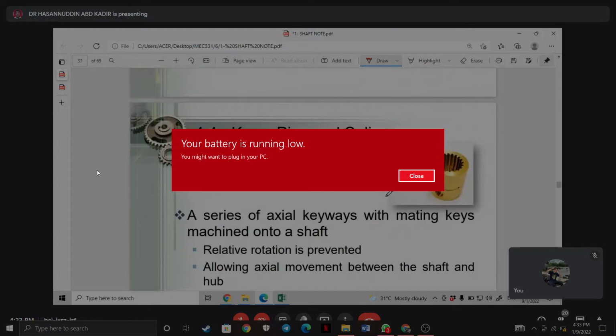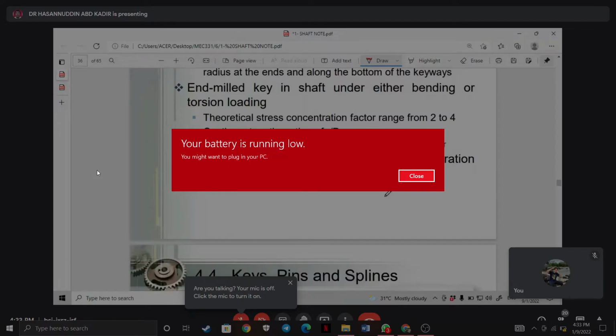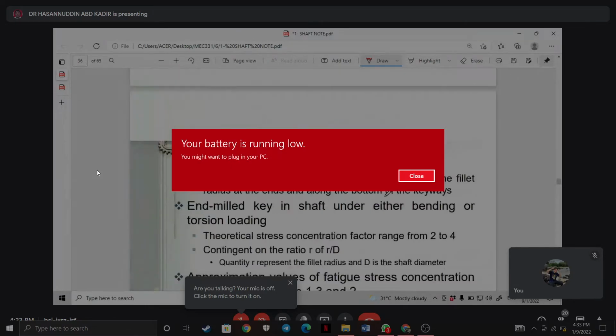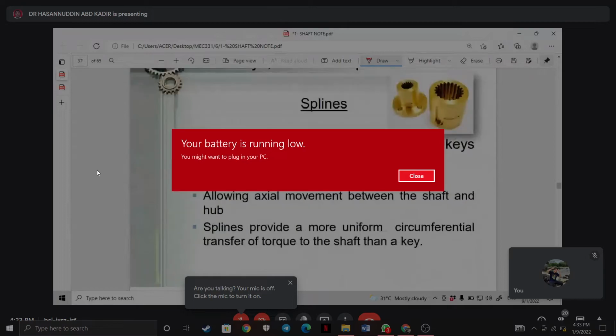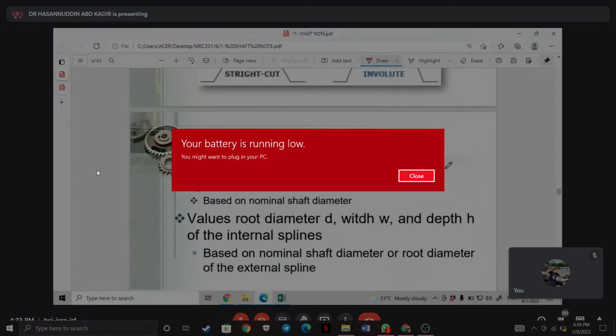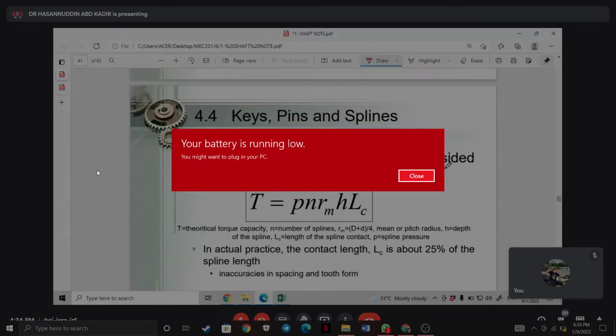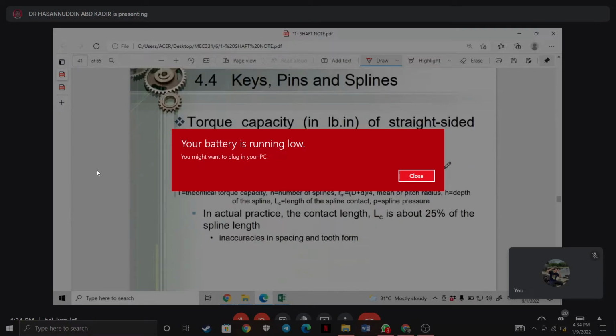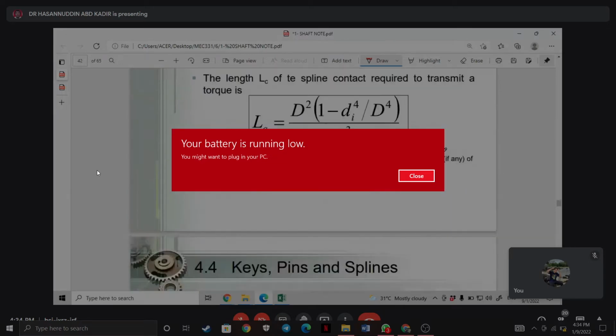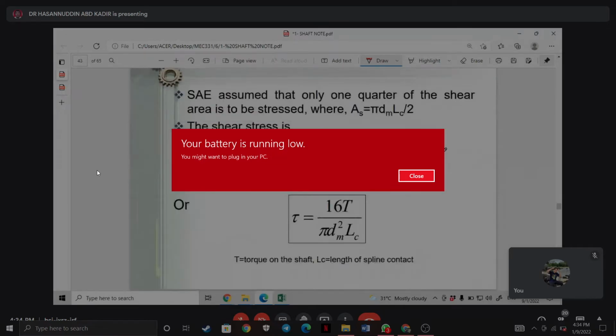Okay, ni spline, kita akan tengok sekejap approximation ni. Tak apalah, ni mungkin esok dalam kelas saya akan explain untuk splines ni, cuma saya nak tengok ada tak formula untuk keys. Okay, yang kat sini ada torque capacity, straight side spline. Untuk spline, saya tak explain lagi, tak apa.